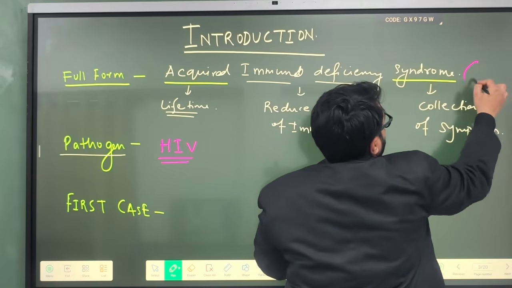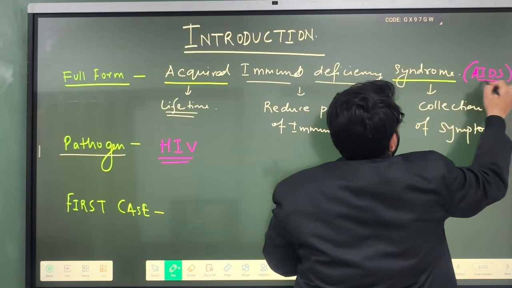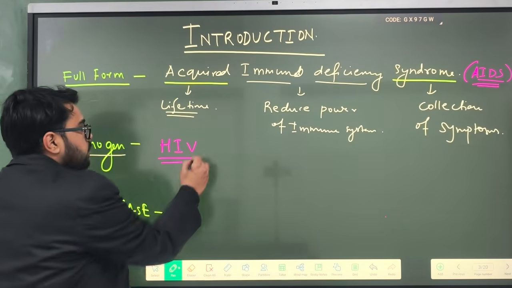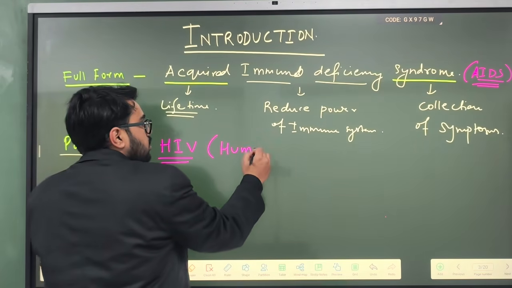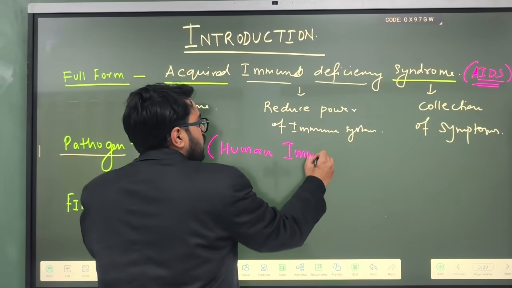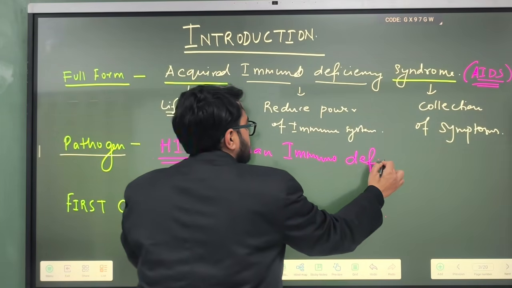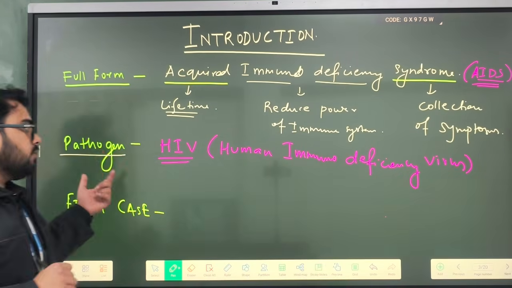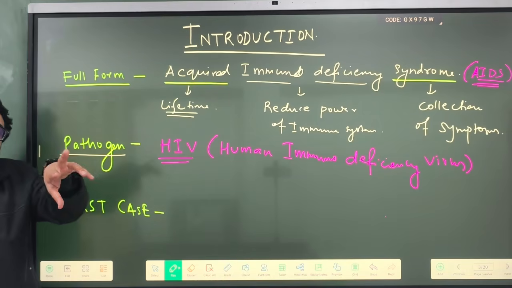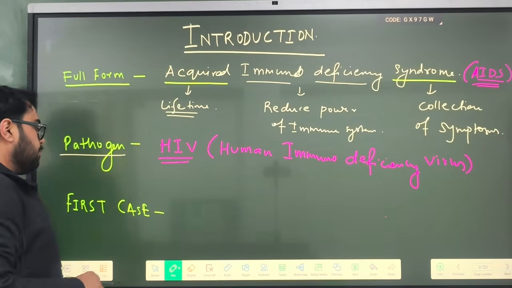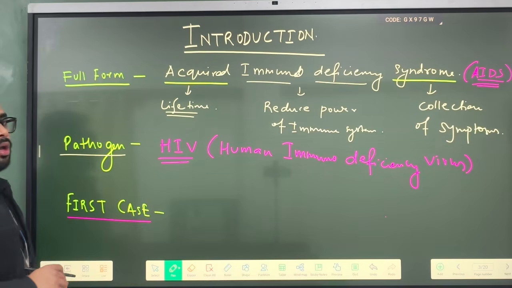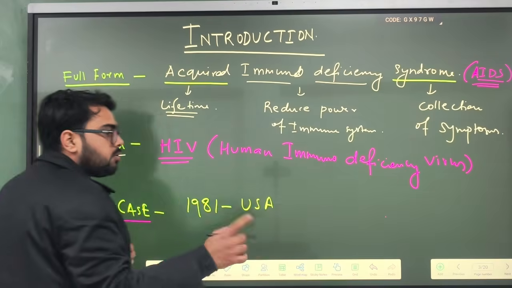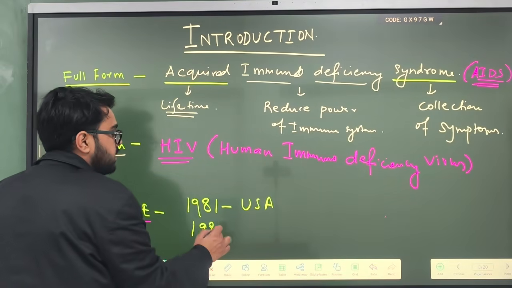Whereas AIDS is the name of the disease, the name of the syndrome. It is the condition which we are studying today. And HIV is the name of the virus. The full form of HIV is human immunodeficiency virus. So the name of the pathogen is HIV. You have to understand that pathogen means disease causing organism. Now, the first case of AIDS was seen in 1981 in USA. In India, the first case was in 1986 in Chennai.